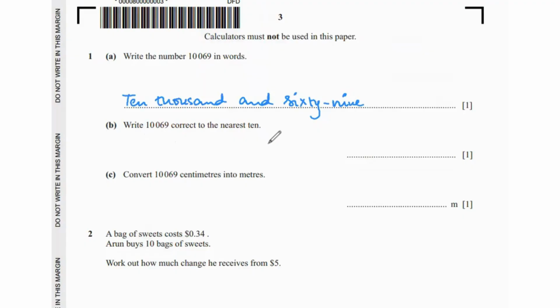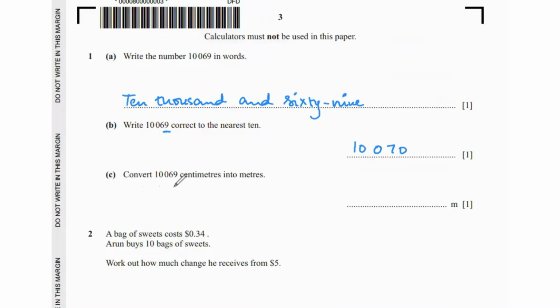So this is rounding. If they're asking you to round to the nearest 10, what we do is we look at the units number, the ones number, which is 9. Now 9 is 5 and above, which means the tens will be rounded up. If it was less than 5, then the tens would be rounded down. So since it's 9, that means 69 becomes 70. So it's going to be 10,070. Remember, if it's 5 and above, you round up. If it's below 5, you round down.